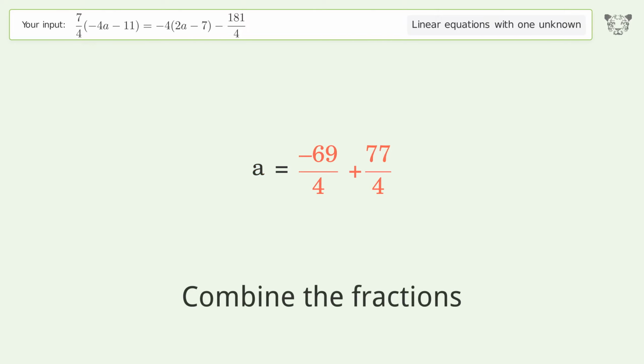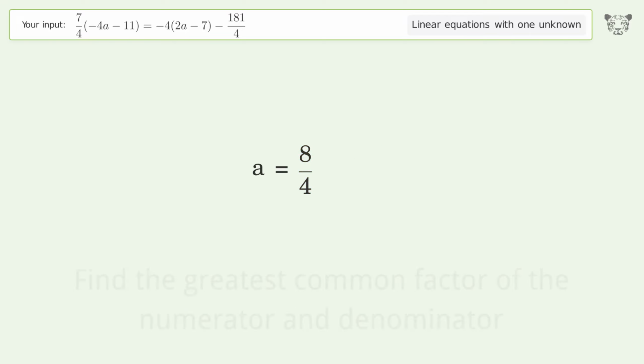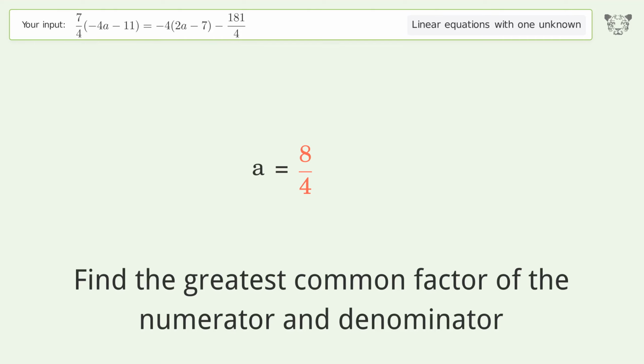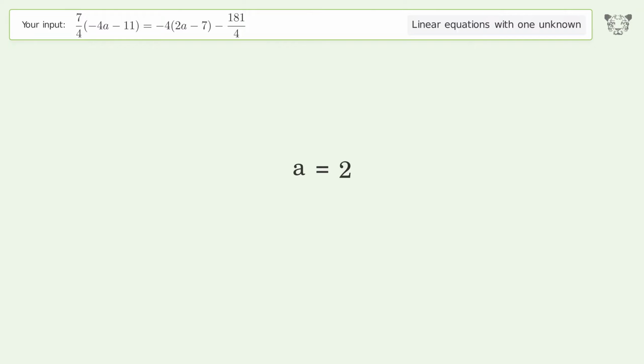Combine the fractions. Combine the numerators. Find the greatest common factor of the numerator and denominator. Factor out and cancel the greatest common factor. And so the final result is a equals 2.